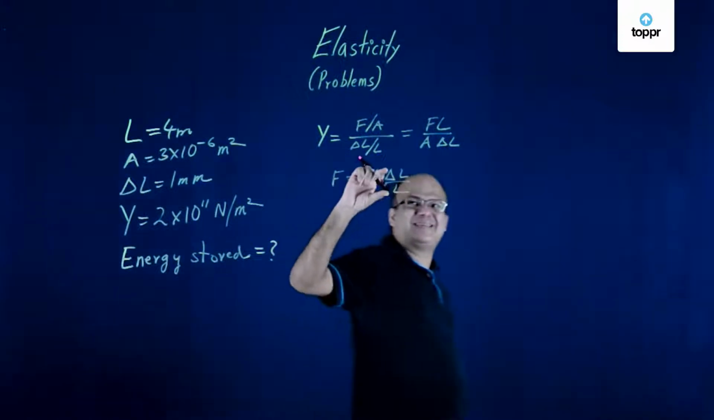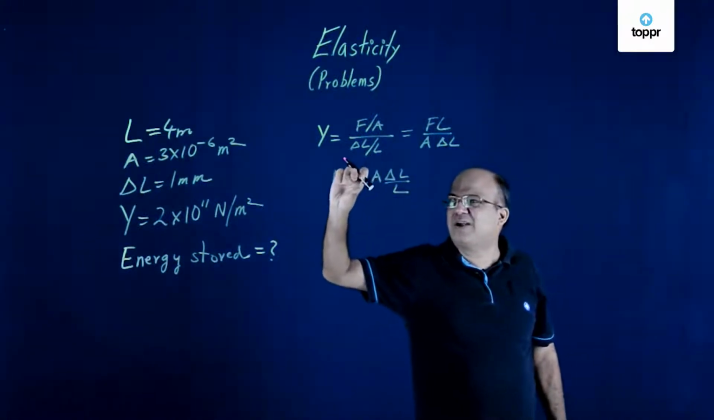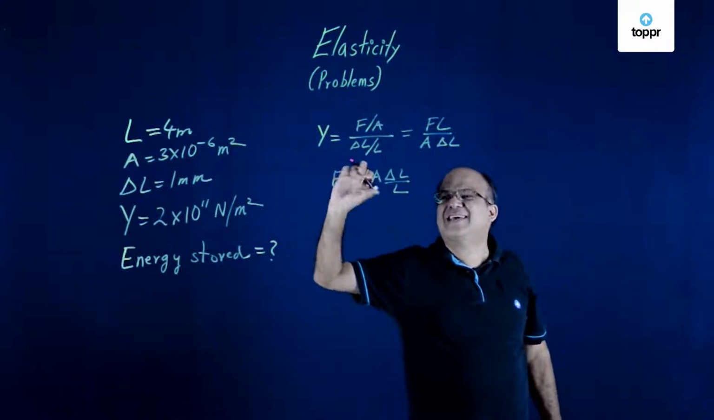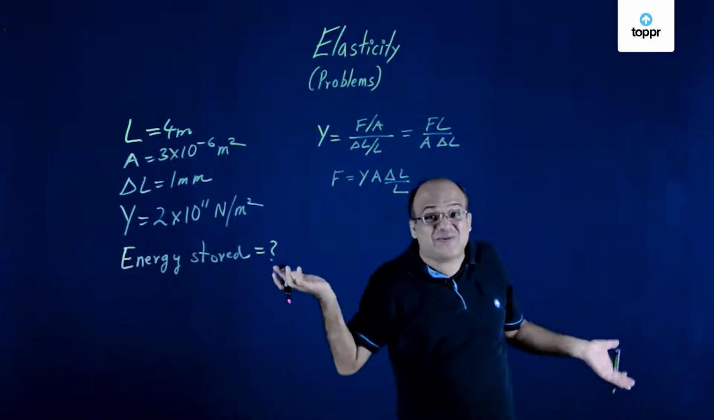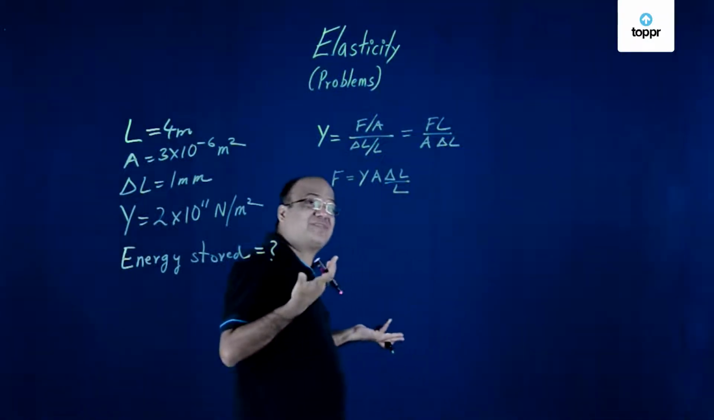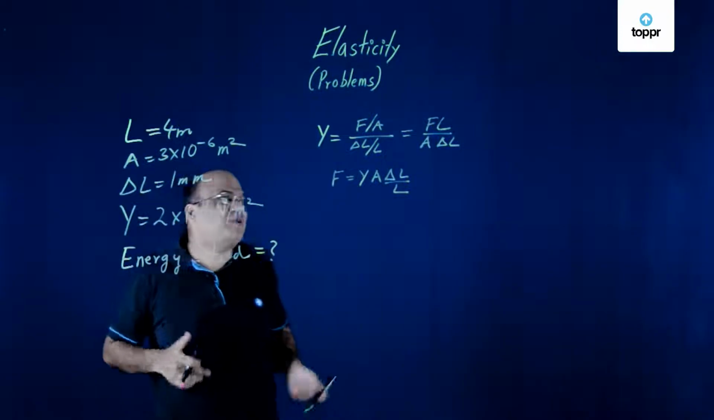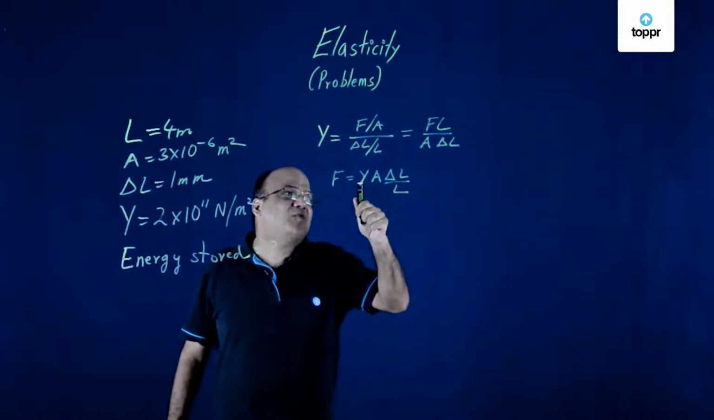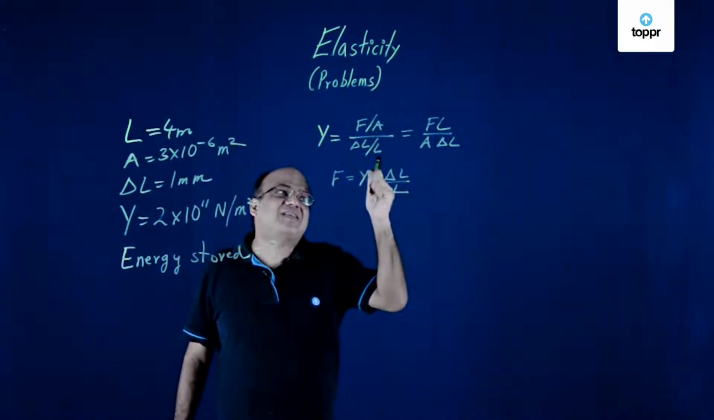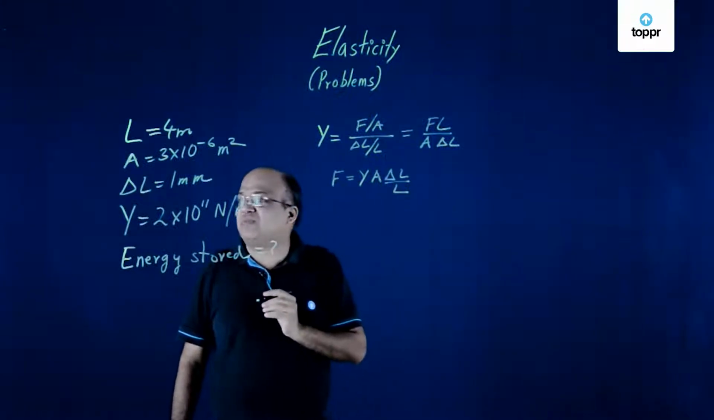Delta L by L is strain. Strain you multiply by Young's modulus, you get stress. Stress you multiply by area, you get force. So this way you can easily remember the formula. Strain into Y equal to stress. Stress into area equal to force. So you got the formula for force.